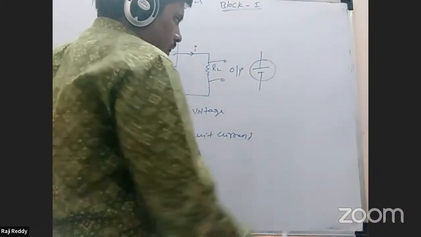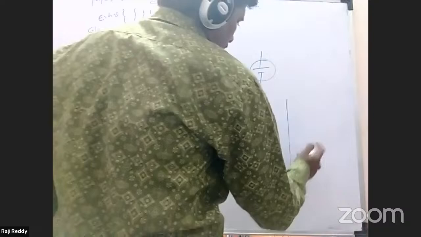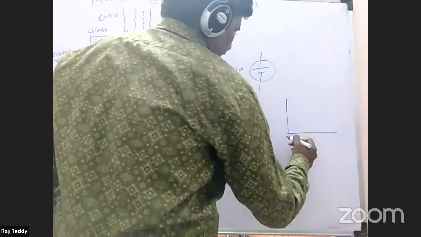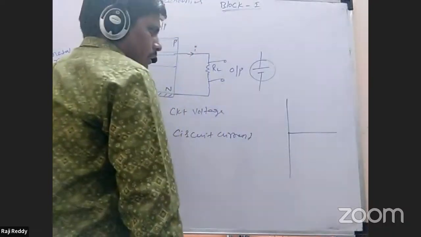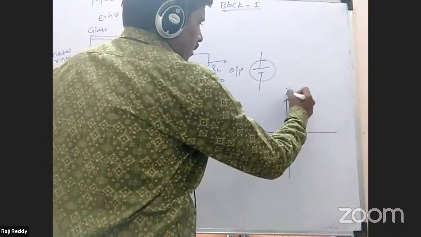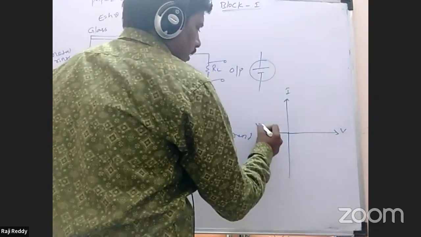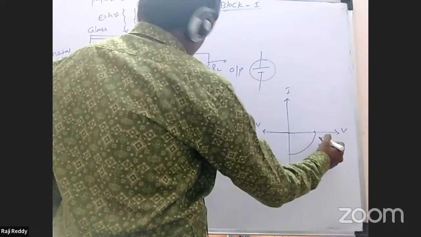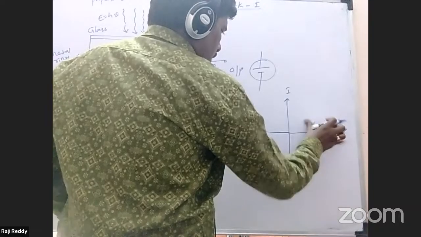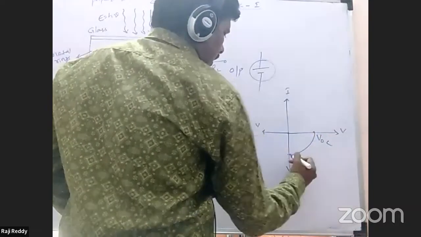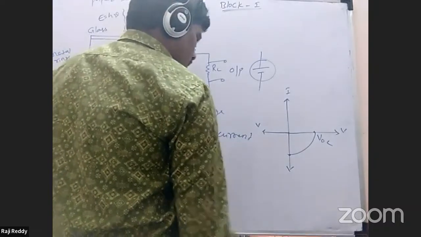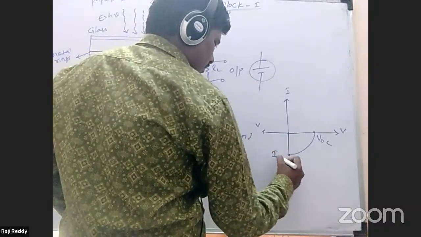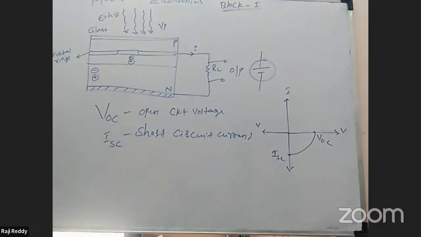VI characteristics of solar cell. Then it goes on like this. The graph nature is like this. Here current value, here voltage value, here again negative voltage, here current. We get a graph nature like this. Here is the open circuit voltage VOC. Here is the short circuit current, ISC.